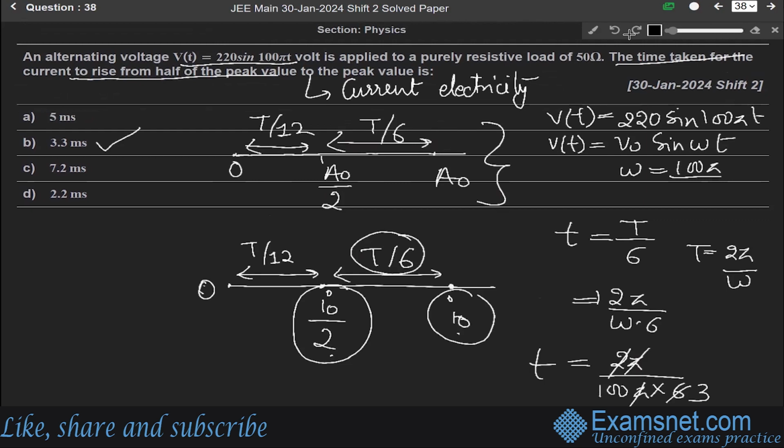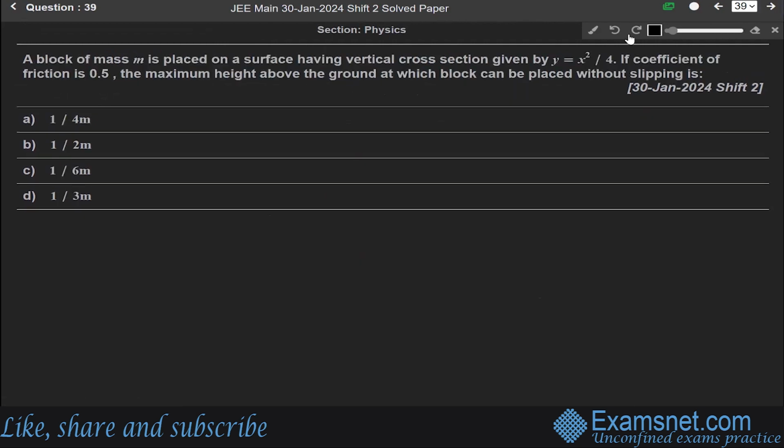Okay. Now next question, question 39. A block of mass m is placed on a surface having vertical cross section given by y equals x square by 4. If the coefficient of friction is 0.5, the maximum height above the ground at which the block can be placed without slipping is. We have to find the maximum height. Now this question is from the chapter of kinematics.